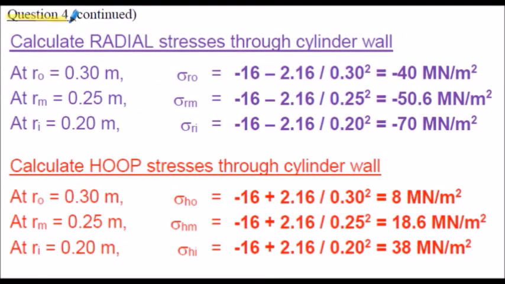Question 4, solution continued. I've calculated my radial stresses through the cylinder wall. I'll let you check them at your convenience. And I've calculated my hoop stresses through the cylinder wall. And again, I'll let you check them at your convenience.